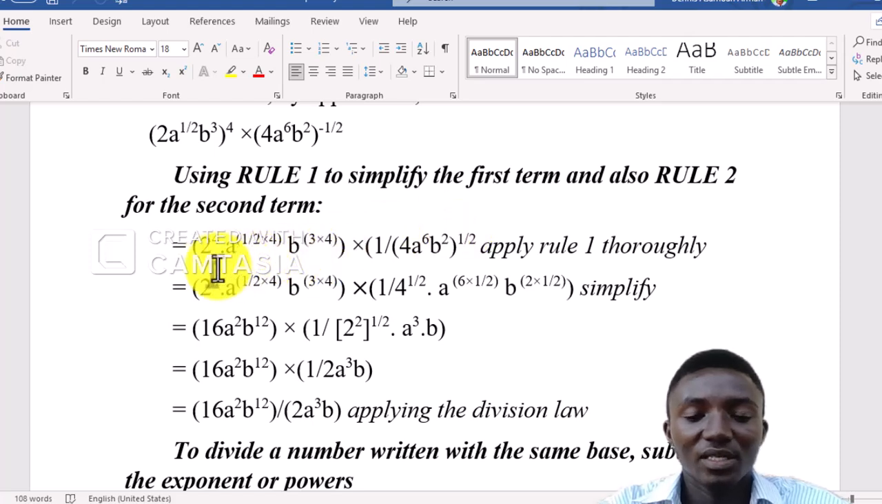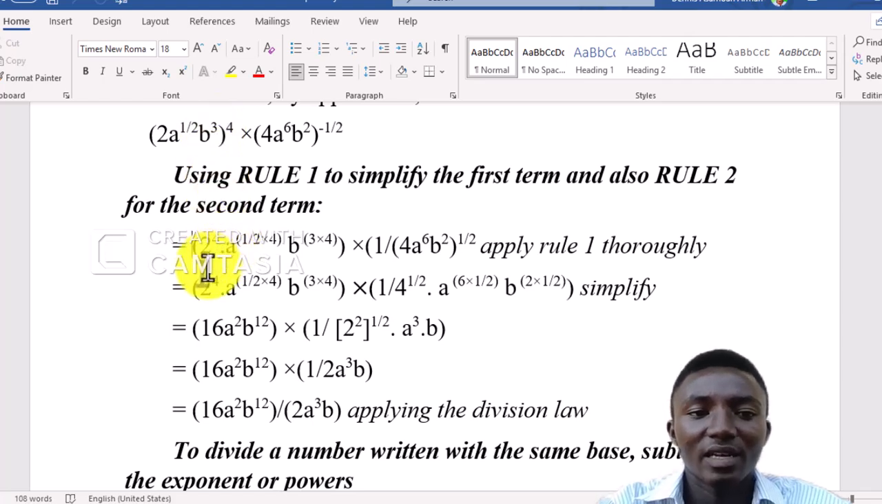So the expression we have here, don't forget, it is this expression that I've expanded here. Initially I told you that what we need to do is to use this exponent 4 to multiply the powers in the bracket. So this 4 automatically will multiply the half, and this one will also multiply the 3, and I'm sure you understand.